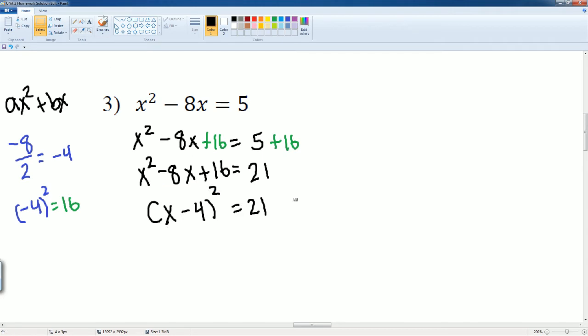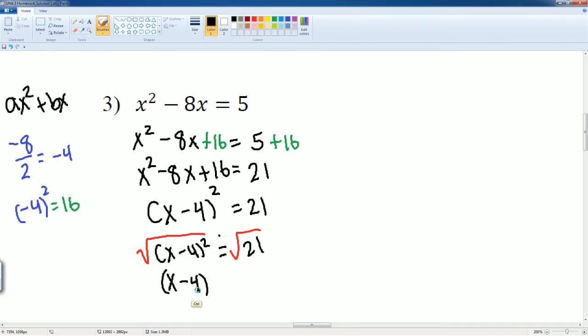Okay? So we need to take the square root of x minus 4 squared. And you also got to take the square root of 21. This gets you x minus 4 left on the left hand side, and the other hand side is plus and minus square root 21.